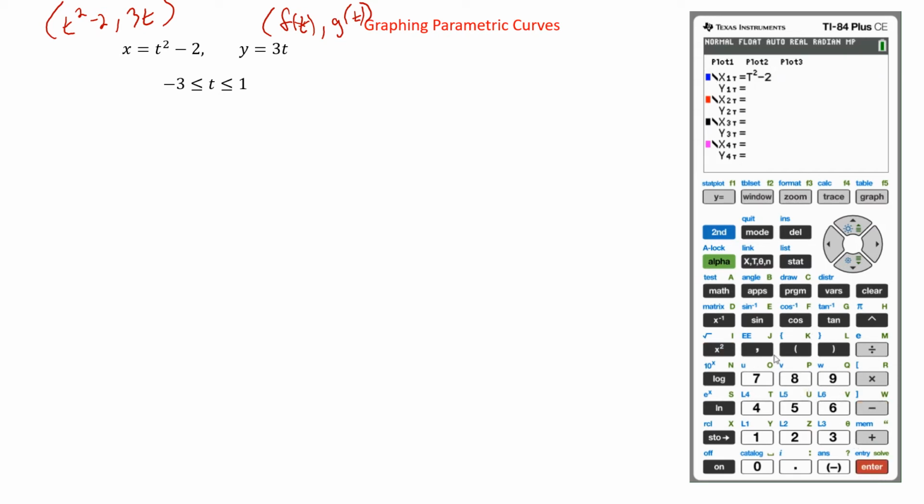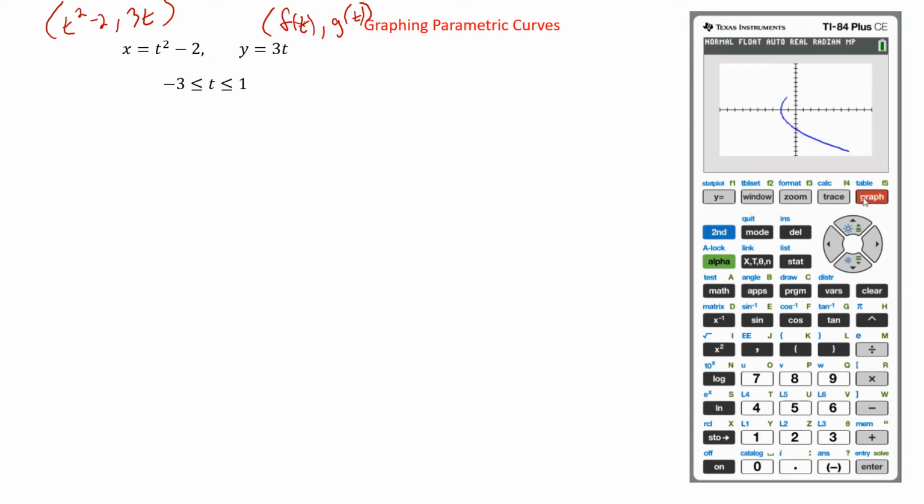Then we can go down to the second one: 3t. And now we can go to the window to set that interval, the t min and t max. That's what we're looking for, the interval. So we're going to go from -3 to 1. And then graph. Oh, and I find out that my window was set weird. So I'm going to zoom it back to a standard window, so 6. But now that changes the t, so I have to change the t interval again. Once you get that set, you shouldn't have to change it.